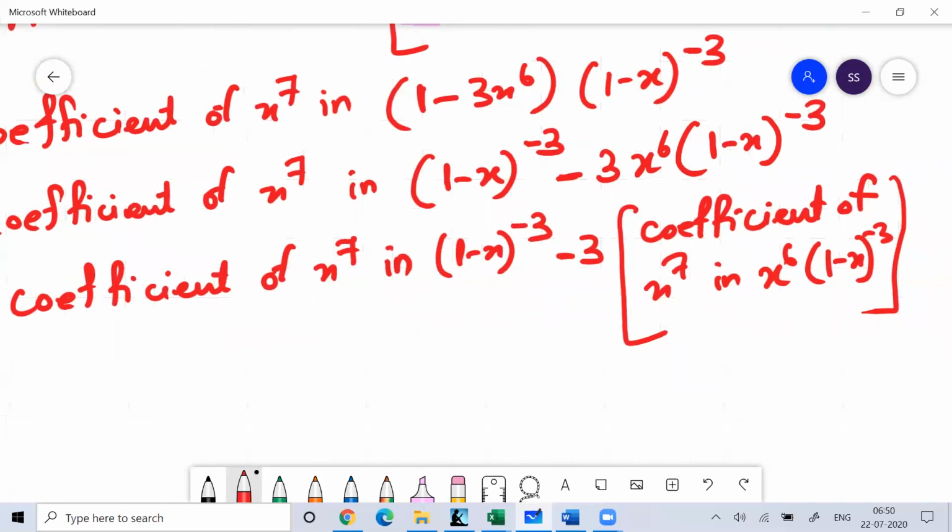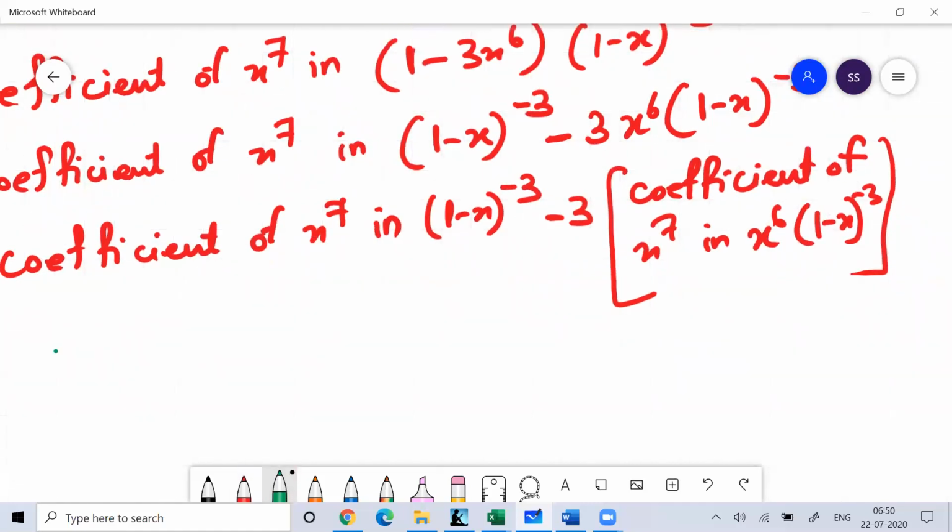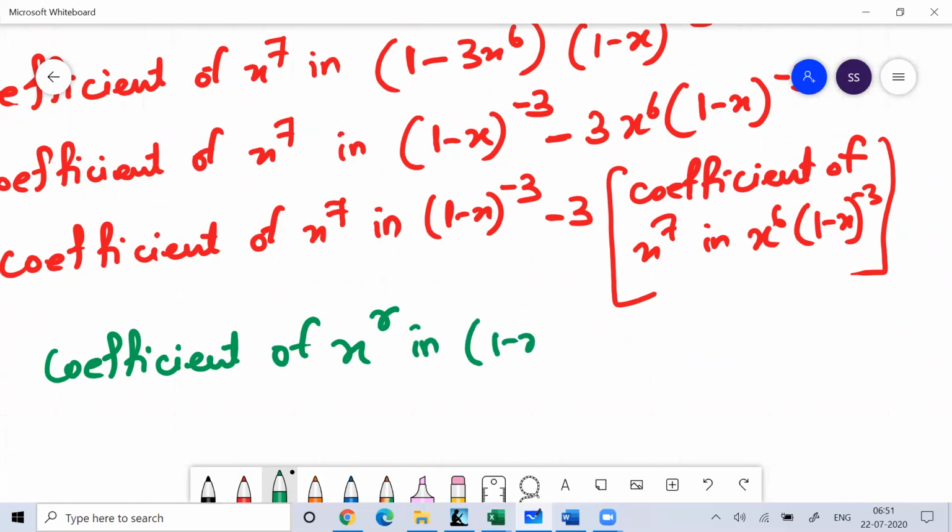Fine. So now if you understand this, you can apply the formula which I told you in the beginning, that the coefficient of x to the power r in (1 minus x) to the power minus n is n plus r minus 1 C r. This is the formula I told you in the beginning. Now you can apply that same formula here.